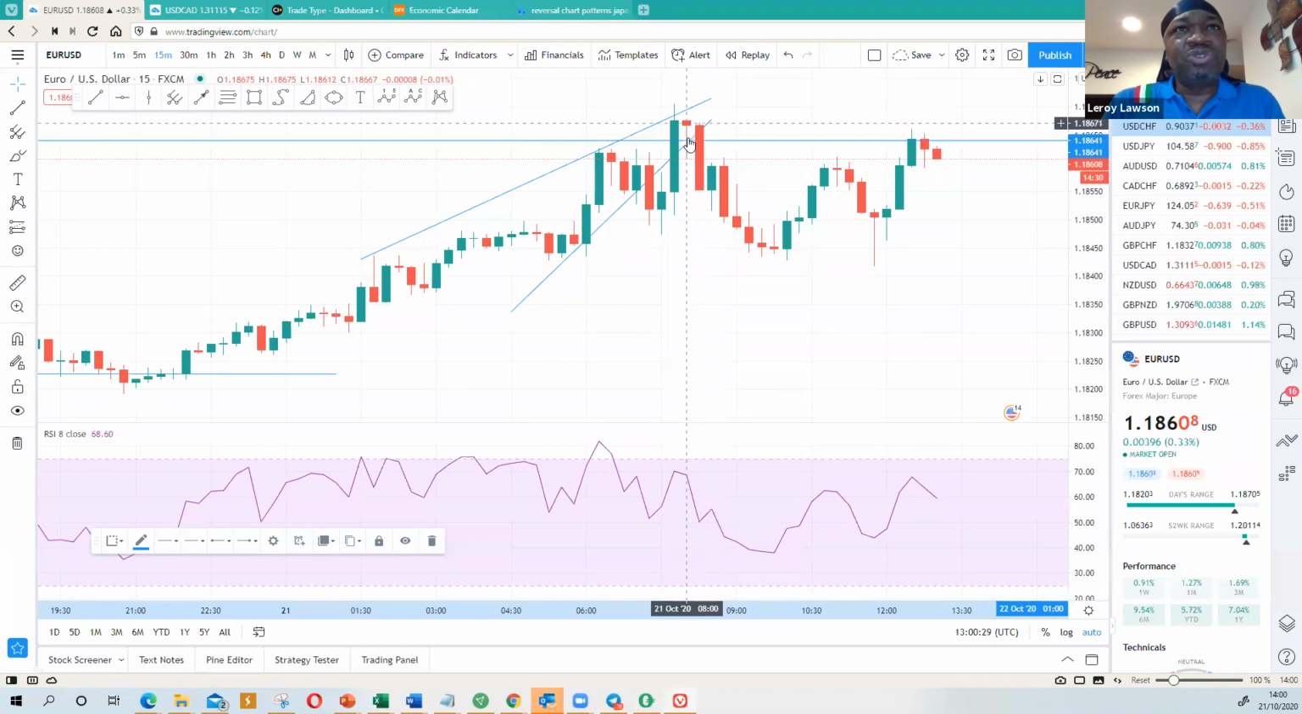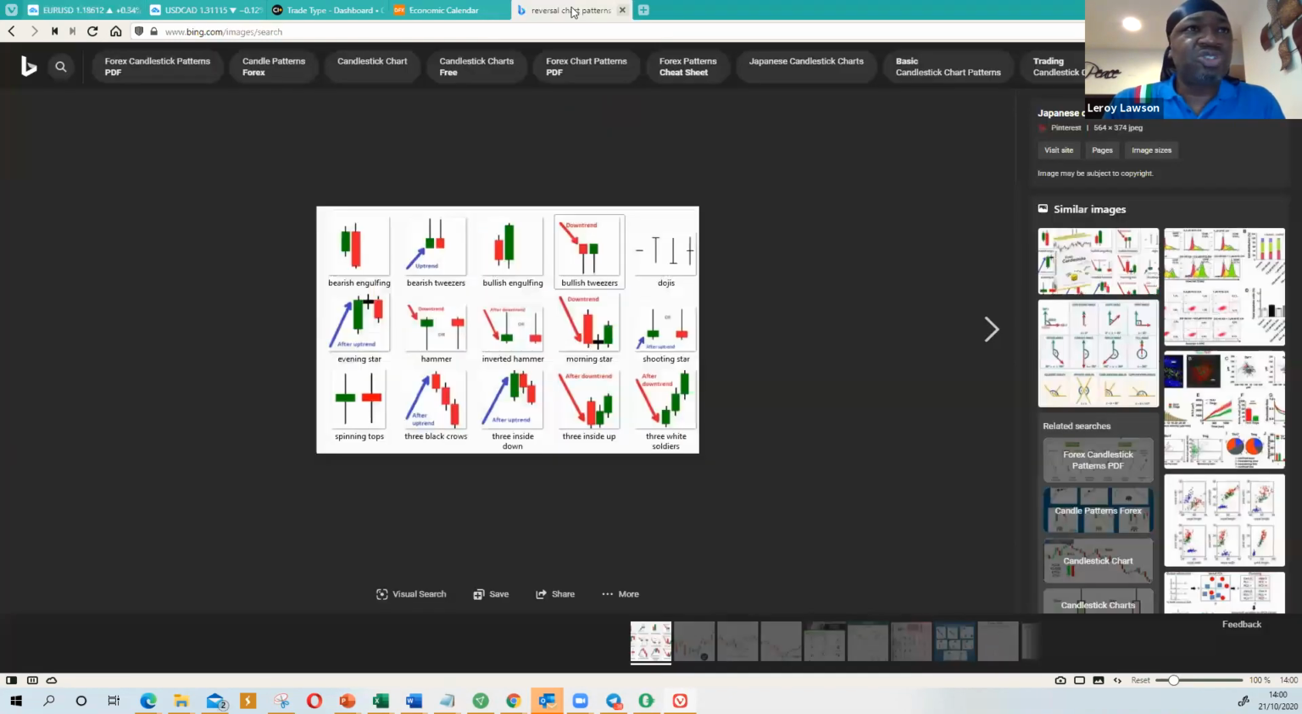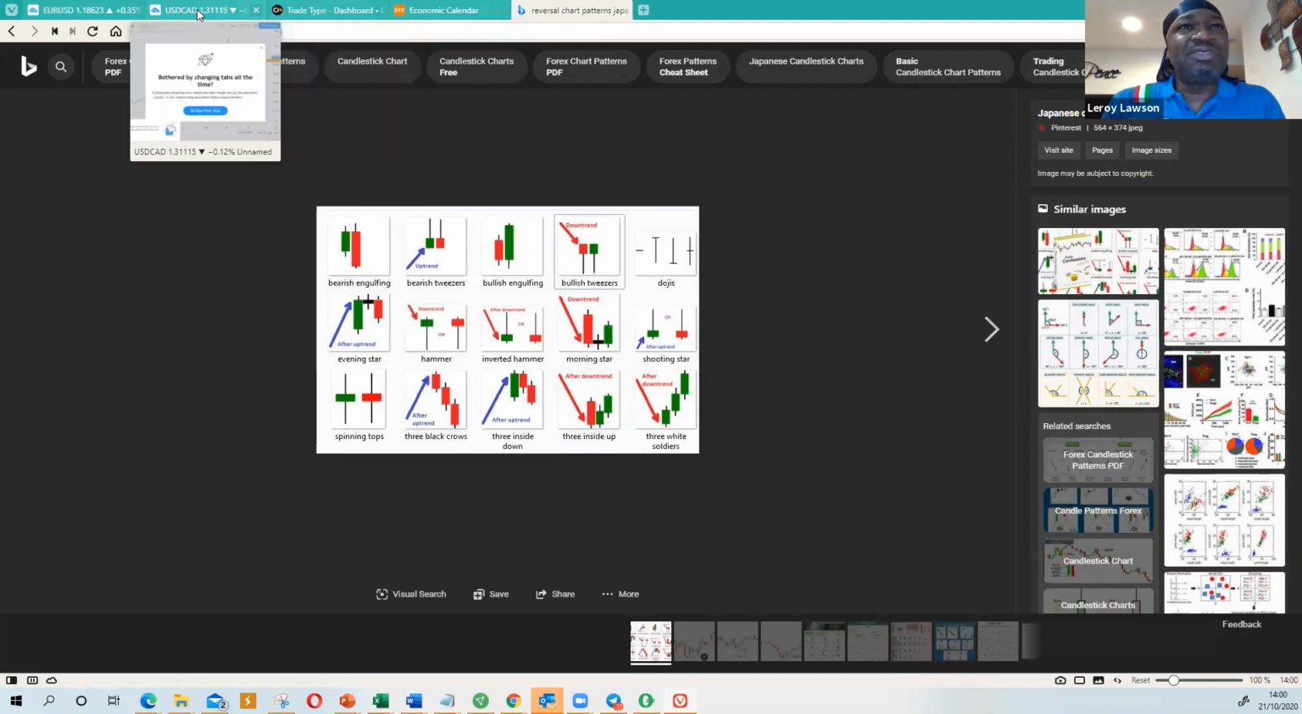Remember my reversal? This is what we call a hammer. If I go to my reversal chart patterns, we've got one here. This is the other direction. This is the hammer in a downward trend. We've got this or we've got that. So when we've got that pattern, the market's telling us there is resistance happening.